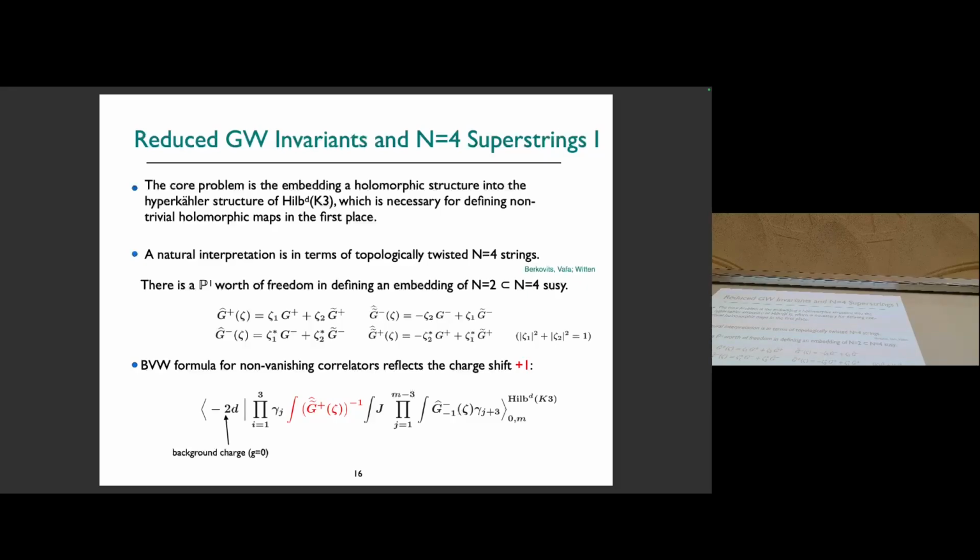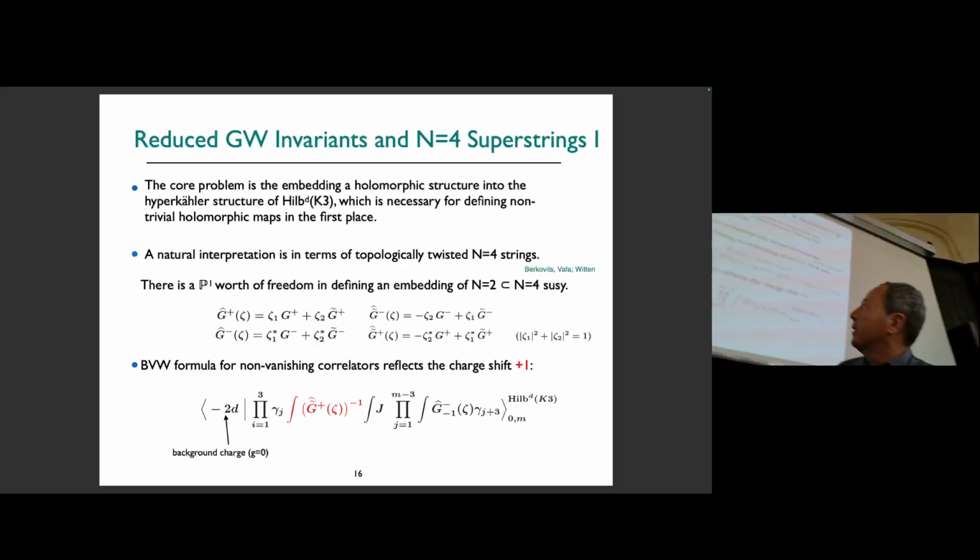In some special cases, this can be explicitly inverted. Like in the NSR string, this is even a new paper. Then it's just the zero mode of the beta gamma system, the zeta zero mode. So in some cases, it can be easily inverted. Yeah, so that purpose is to really shift the charge, but it has more and more implications.